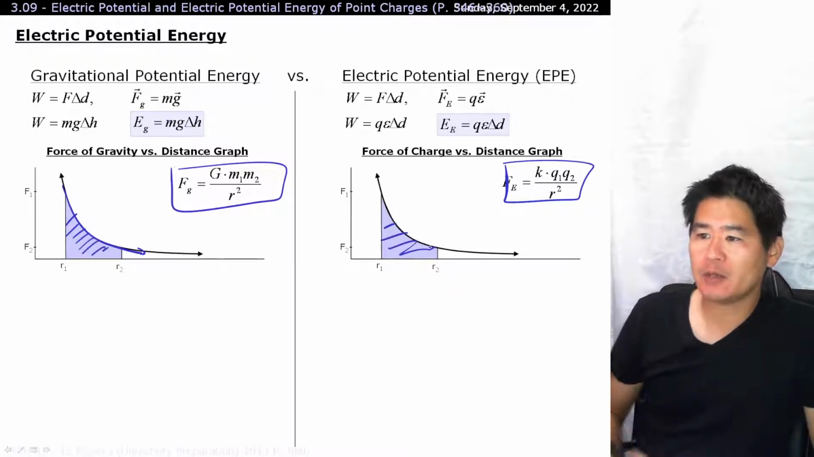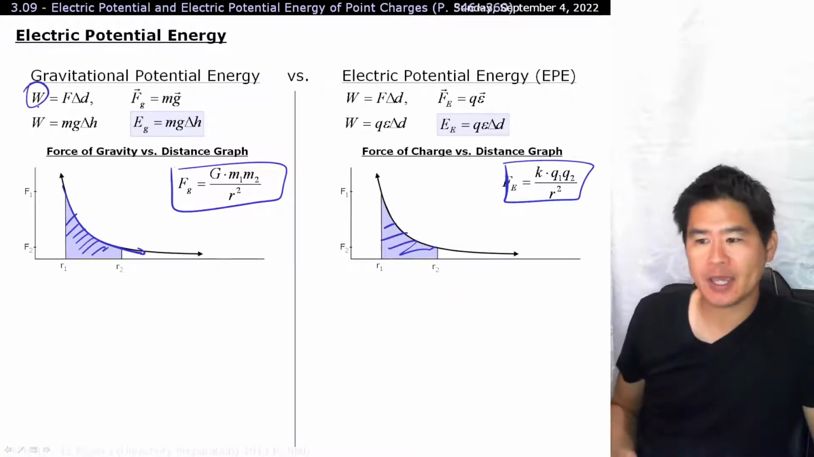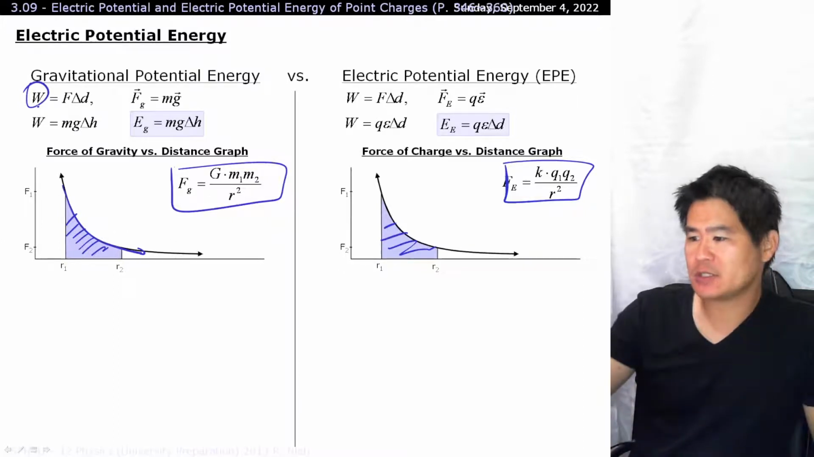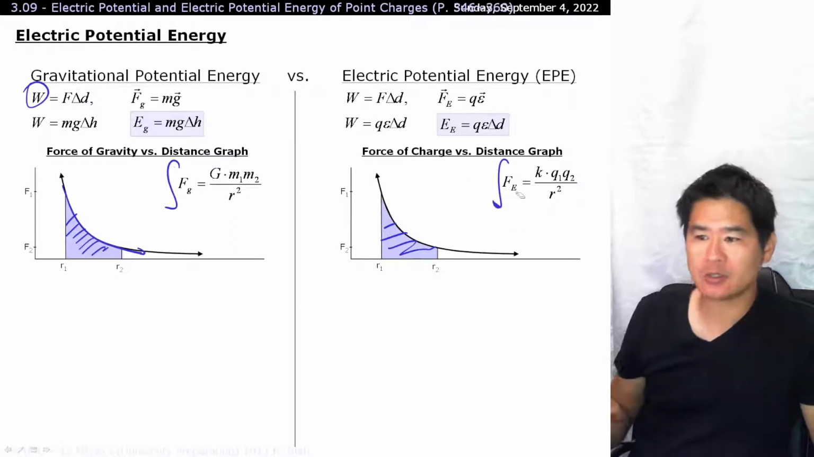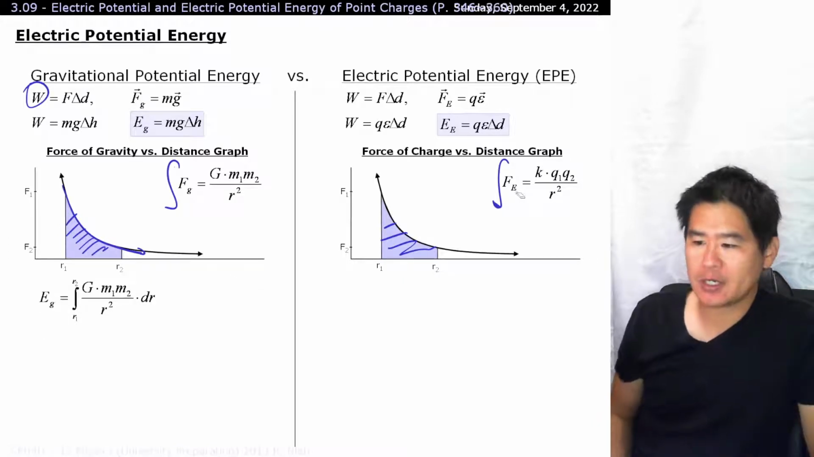And if you recall, by definition, work is the area underneath the force distance graph. All right, and to solve this, the best way to do it is to perform the integral of these equations, as the integral is solving for the area underneath the curve. And that's what I want to get to right now, all right?